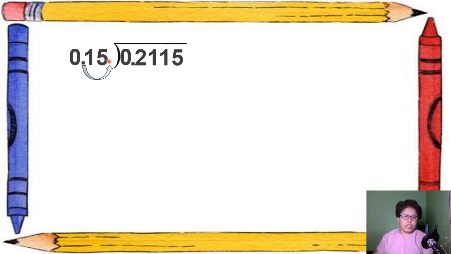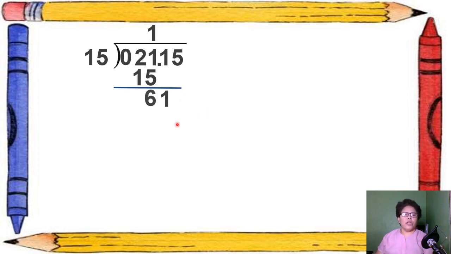So, isa, dalawa, dito na ang decimal point. And then, isa, dalawa, dito na ang decimal point. Alright? So, this is now 21. Simula tayo with 21 divided by 15. So, that is 1. And then, 1 times 15 is 15. And then, minus tayo. 21 minus 15, that is 6.